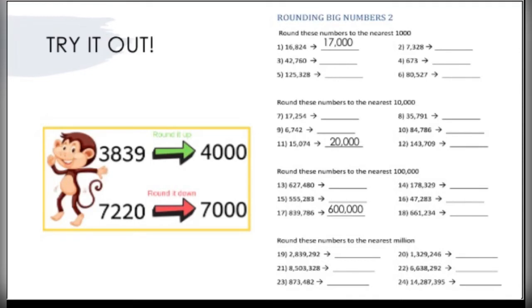Let's round to the nearest 1,000. Number 1 is done for you. 16,824. Find the digit in the thousands place, which is the 6. We're looking at the digit behind it, the 8. It's more than 5, so we add 1 to the 6 to make it a 7. So we have 17,000. Go ahead, pause the video, try the rest on your own.